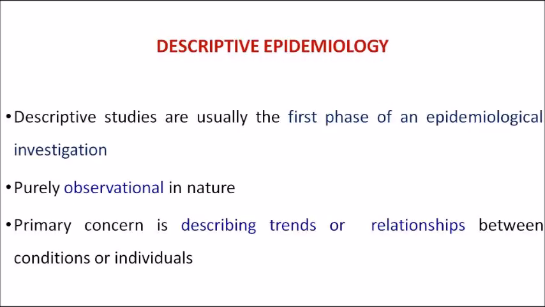As I told earlier, descriptive studies are the first phase of an epidemiological investigation. This can also be asked as an MCQ: which is the first phase of an epidemiological investigation? They are descriptive studies, and they are purely observational in nature. We are just observing, and it is primarily concerned with describing the trends or relationship between conditions or individuals. We are just watching the trends in the patterns of the disease, and the relationship between these conditions and the individuals. That is what descriptive epidemiology tells you.